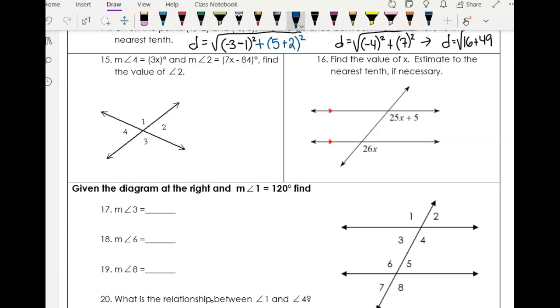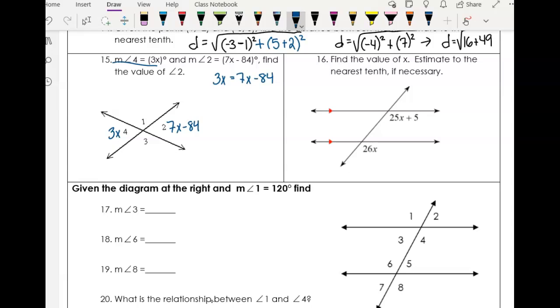And if we notice, we've got two intersecting lines. Before I even look at the problem, something I want to notice is that when angles are across from each other like this, they share just a vertex. Those are vertical angles and they are equal to each other. So I'm going to go ahead and label the diagram. I said angle 4 is 3x and angle 2 is 7x minus 84. Well, I know since these two are vertical that they are equal in value, and I can go ahead and set up this equation.